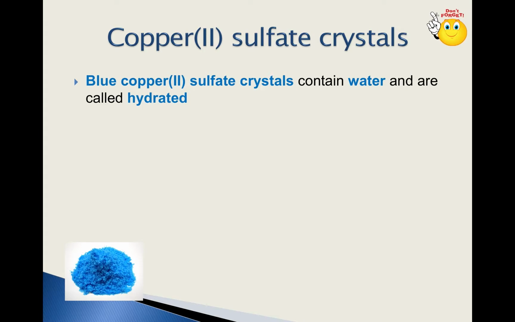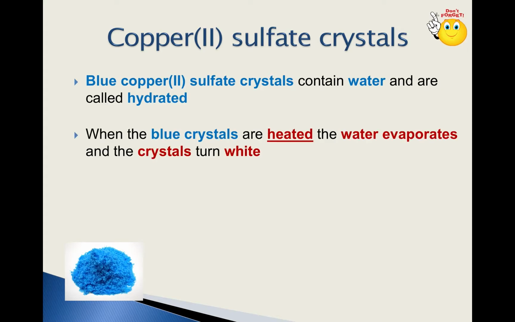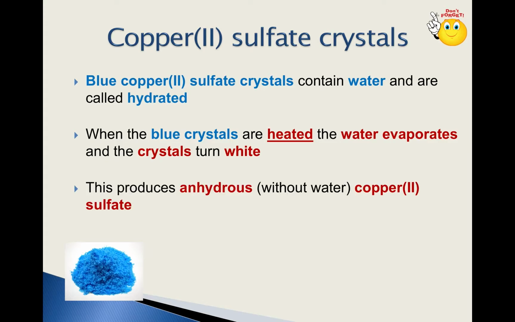And the formula of blue copper 2 sulfate is CuSO4.5H2O. Because they've got water of crystallization, it means that they are hydrated. So these are hydrated crystals. When these blue crystals of copper 2 sulfate are heated quite strongly with a Bunsen burner, the water will evaporate. And as the water evaporates, they turn white. So they become dehydrated. They lose that water of crystallization. And what we say is that this produces anhydrous, without water, copper 2 sulfate crystals, which are now white.